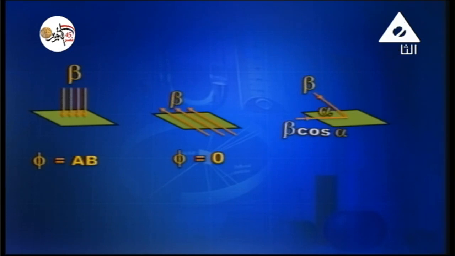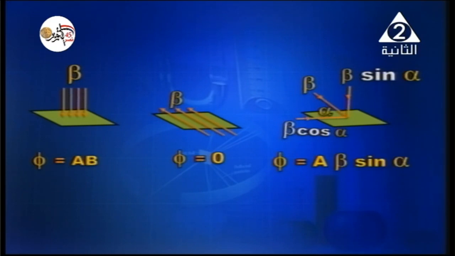Of course, in this case, we'll make a resolution. The component close to the plane will be B cosine alpha, and the perpendicular one will be B sine alpha, and of course, we'll take the one which is perpendicular. Phi is equal to AB sine alpha. This is the general expression, which can be applied to the three cases. In the first, it is AB sine 90, and sine 90 is equal to 1, so it will be just AB. In the second, it is AB sine 0, and sine 0 is equal to 0, so phi will be equal to 0.